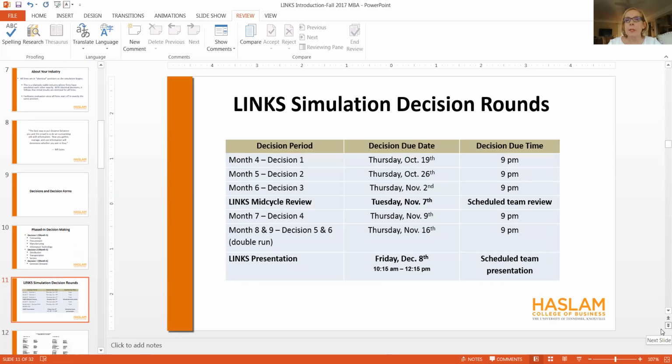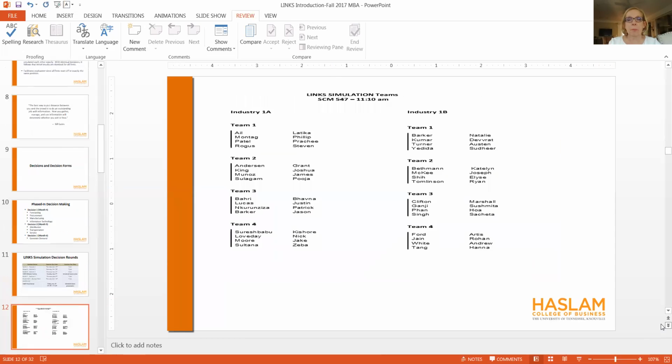I think I'm going to wait until Thursday when we get back to talk about it, because all of your focus now should be on making the month 4 decision, that decision 1. That's going to be the most important one to make sure that we're ready to make the best possible decision for that.